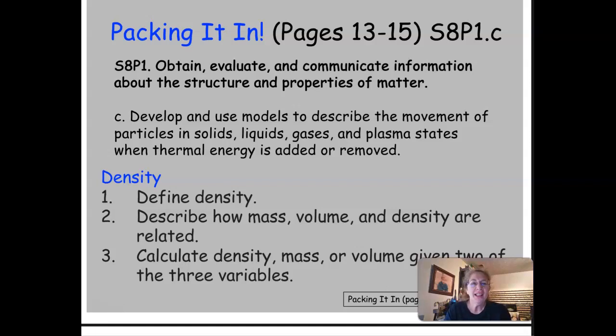Unit 1, Lesson 1.3, Packing It In, pages 13 through 15 in your textbook. In this section of the textbook, we're going to talk about density. We're going to discuss how mass, volume, and density are related. So if I change the mass, how does that affect the density? We're going to calculate density using the density formula or the density triangle.